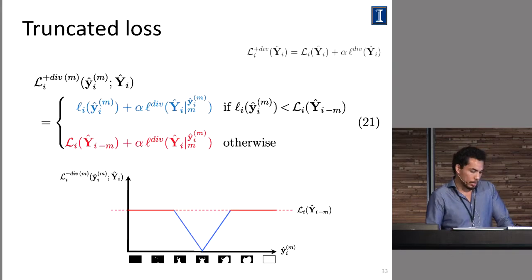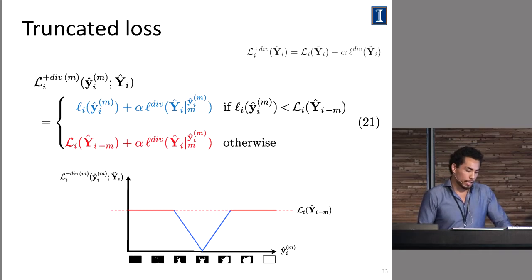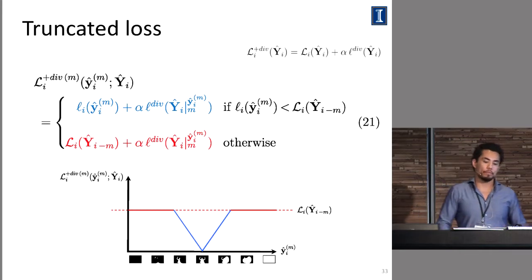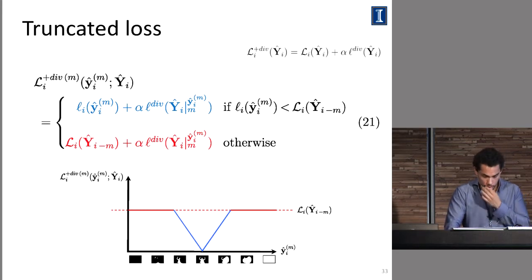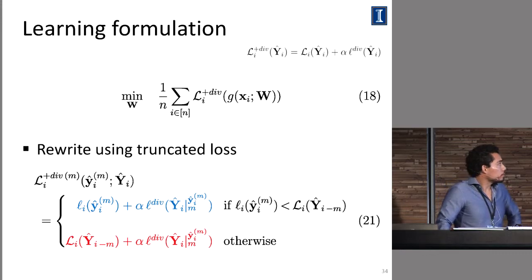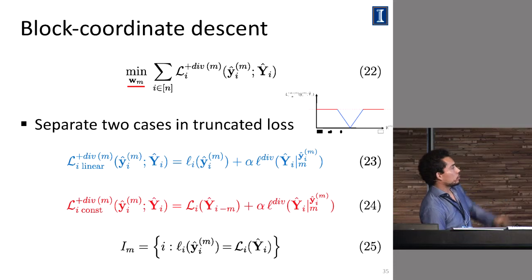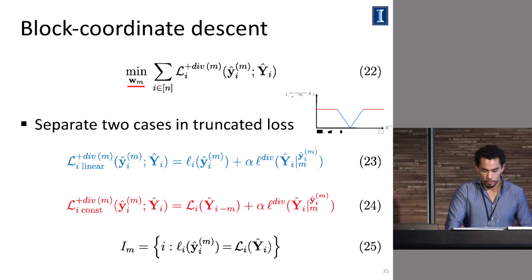So what I can do with this is write a truncated form for my diversified loss that says if the mth element, the one I'm focusing on right now, achieves the min loss, then I'm on this linear part of this truncated loss. And if not, then the rest of the output tuple will fix the task loss component to my loss. And so by rewriting the learning formulation with this, I'm going to get to this equation 22, where now I minimize only with respect to the weights associated with one element in my output tuple.